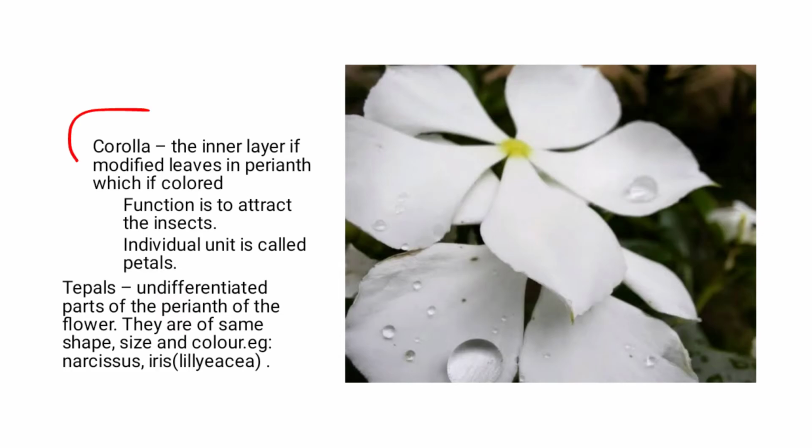Next is the corolla. Corolla is the second vegetative whorl of the flower, which is colored in nature. The corolla has distinct, attractive colors, and they have their own aroma and fragrance, and they might contain nectaries also to attract insects. So they are not directly involved in the gamete formation, but they help in sexual reproduction by attracting insects for the pollination process. These are also modified leaves, but colored in nature.